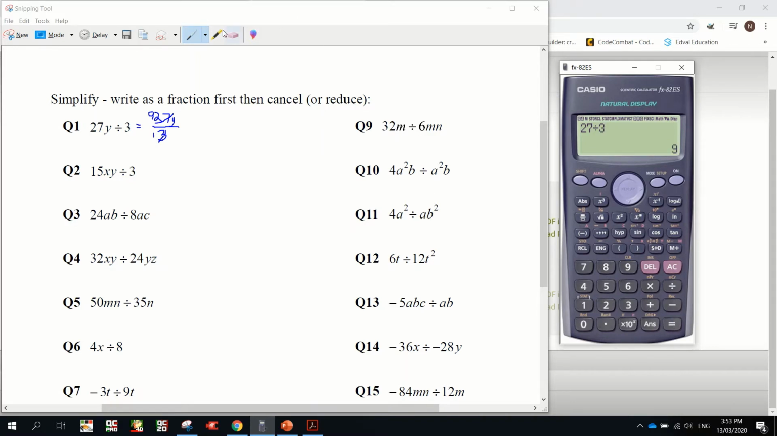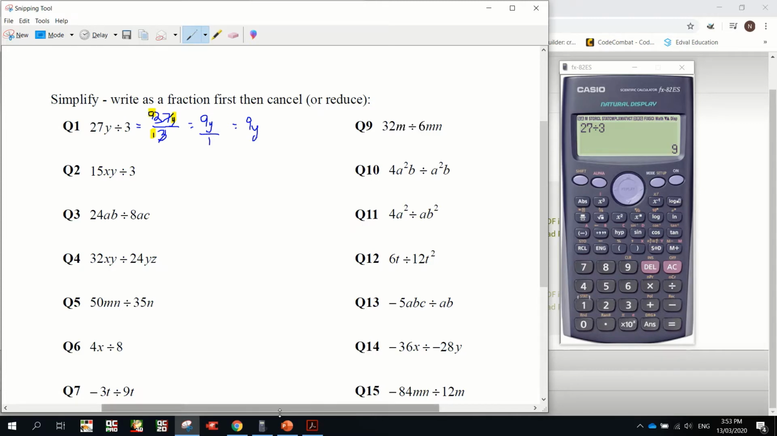Okay? What are we left with? The 9, the y, and the 1. So we generally write this underneath, but I know I'll run out of room, 9y over 1, and we said anything divided by 1 is itself, 9y.